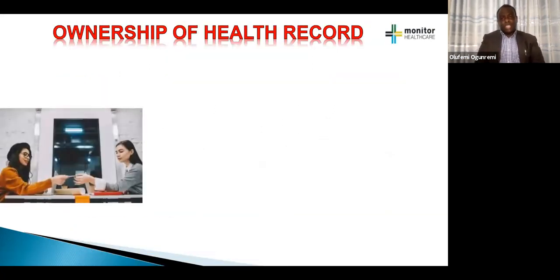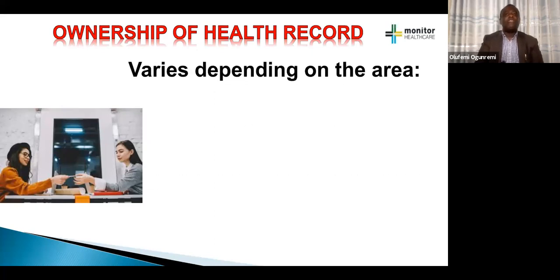Now, the ownership of health records. This is a very, very important piece, because there's always that argument: who owns the health record? The patient or the provider? This is not a very straightforward answer. It varies and depends on the area you find yourself. Even when I dug a little bit, within America alone, there are different rules between one state and the other.